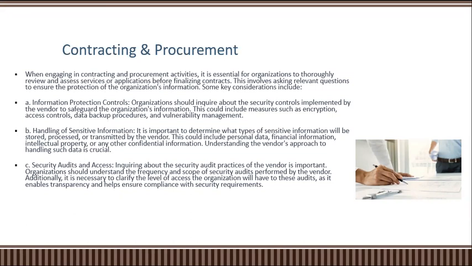Okay, and we have contracts and procurement next. When engaging in contracting and procurement activities, it is essential for organizations to thoroughly review and assess services or applications before finalizing contracts. This involves asking relevant questions to ensure the protection of the organization's information. Some key considerations include information protection controls. Organizations should inquire about the security controls implemented by the vendor to safeguard the organization's information. This could include measures such as encryption, access control, data backup procedures, and vulnerability management.